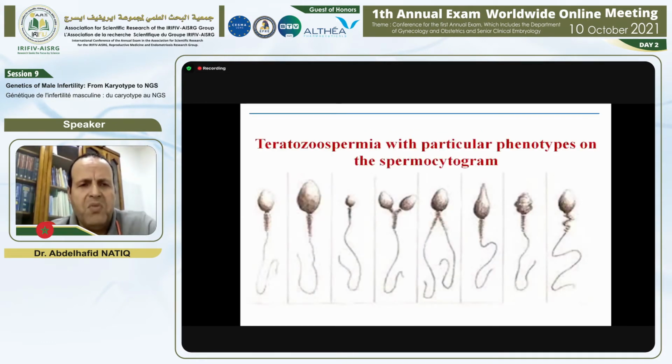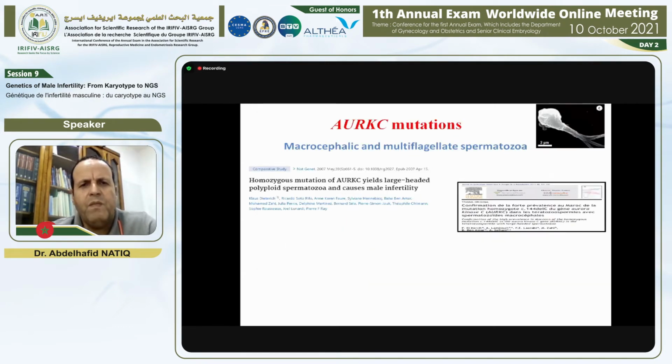Now we can talk about teratozoospermia with particular phenotype on the spermocytogram. And here we underline the importance of spermocytogram for exploring male infertility. We begin with macrocephalic and multiflagellar spermatozoa, or AURKC mutation. Pierre Ray in Grenoble and his group were the first to identify this mutation.